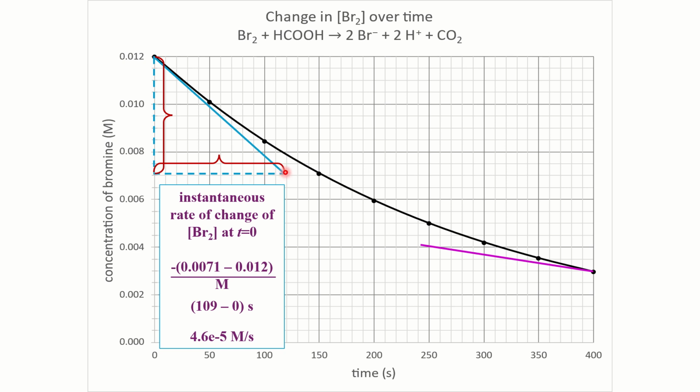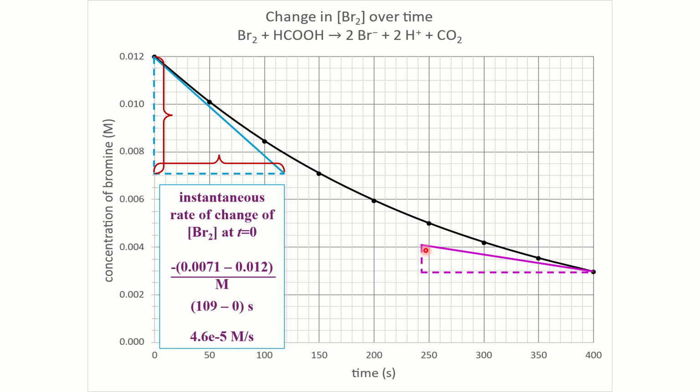So I'm looking at this part of the triangle right here. This point would be my x2 value, which I'm estimating at around 109 seconds. And then right here is my x1 value, which is right on the axis, 0. So I get negative 0.0071 minus 0.012 over 109 minus 0, giving me an instantaneous rate of change of 4.6 times 10 to the negative fifth. So this is a fast rate, much faster than the average and faster even than that rate over the first 50 seconds.